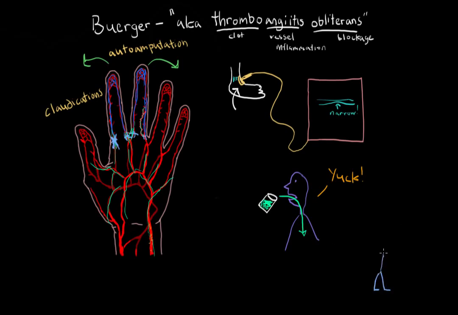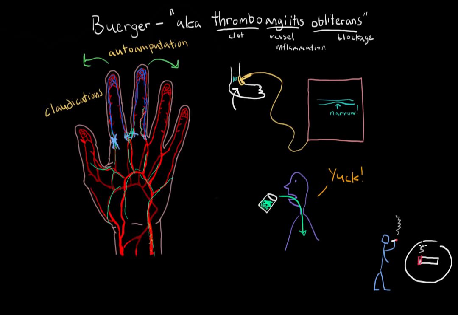A risk factor of this disease is smoking. The pathophysiology isn't quite understood, but it's believed that something in the tobacco or something in the cigarette is causing the immune system to respond. And for some reason, vessels in your hands and your feet are affected.